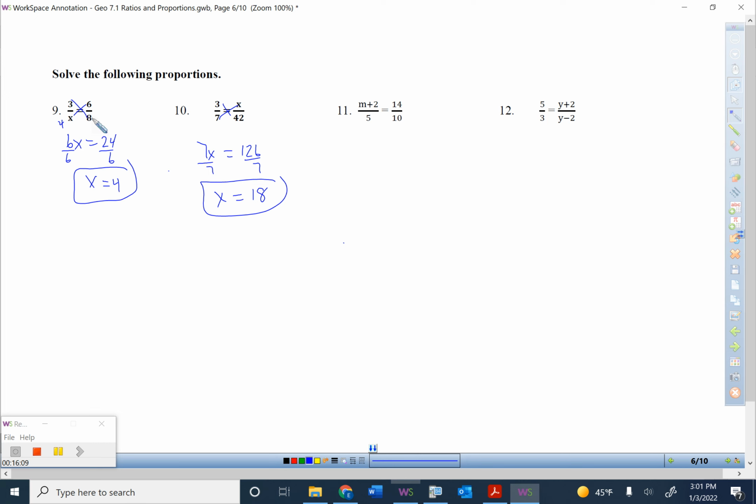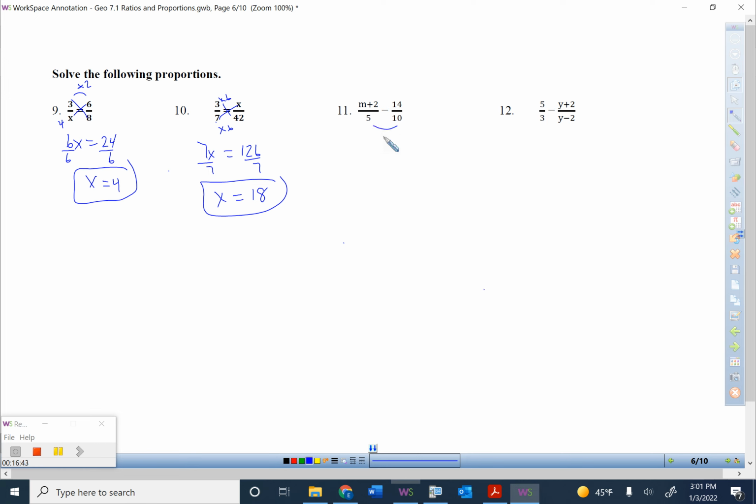If we look at this, to get from 3 to 6, you multiply by 2. That's the pattern. Well, so is 4 times 2 equals 8, the pattern on the bottom. Over here, 7 and 42, all I have to do is take times 6. So 3 times 6 should give me what I got for x, and it does.